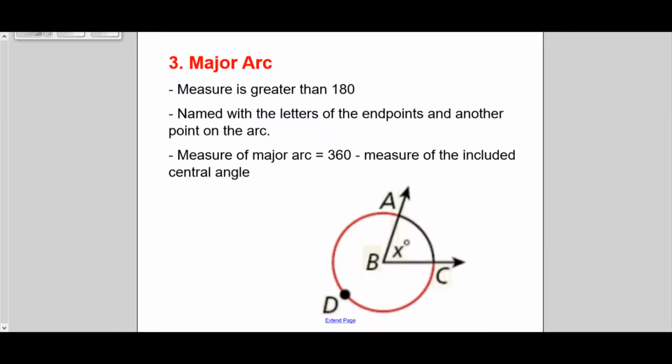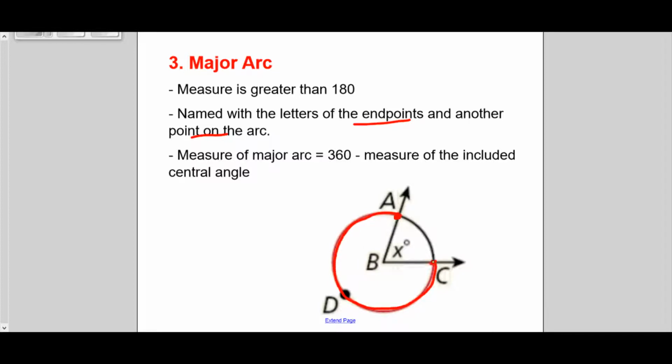The last type of arc is a major arc. A major arc has a measure that is greater than 180. We name it using the two endpoints and one other point, so you need three points to name the major arc. To find the measure of a major arc, we're going to do 360 minus the measure of the included central angle. So in this picture, the red part is your major arc. This is the arc that they're looking at.